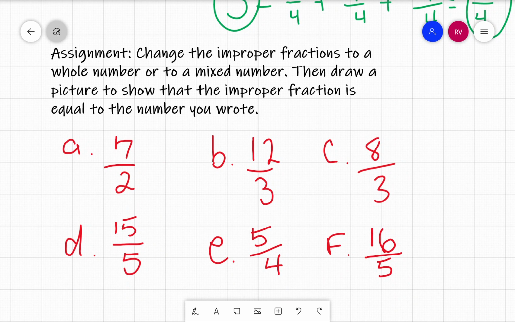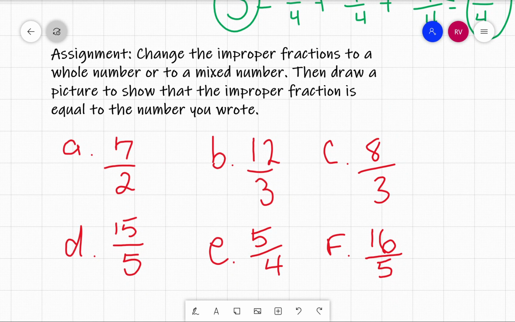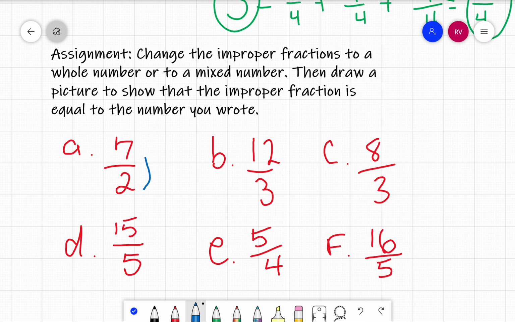Okay, so it says right here, assignment. Change the improper fractions to a whole number or to a mixed number. It depends on how it divides into it, right? Then draw a picture to show that the improper fraction is equal to the number that you wrote. So then you've got to draw your circles. You're dividing these bottom numbers into those top numbers, right? How many times does 2 go into 7? What's your leftover amount? Whatever is left over, that's your fraction over 2, right? Same thing with these. How many times does 3 go into 12? How many times does 3 go into 8? Okay, so that is your homework.